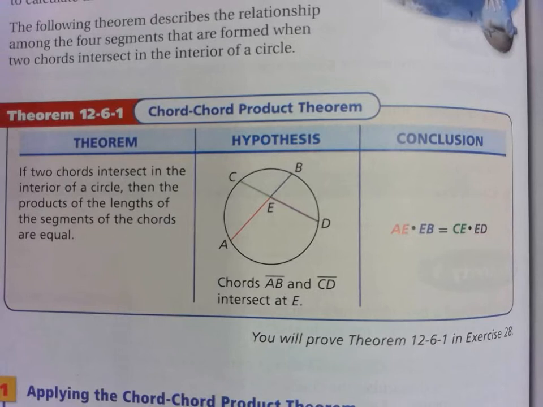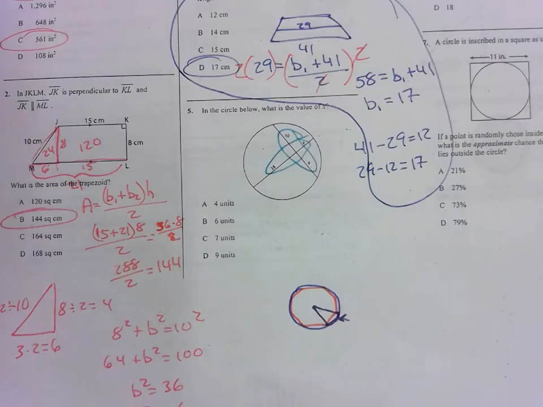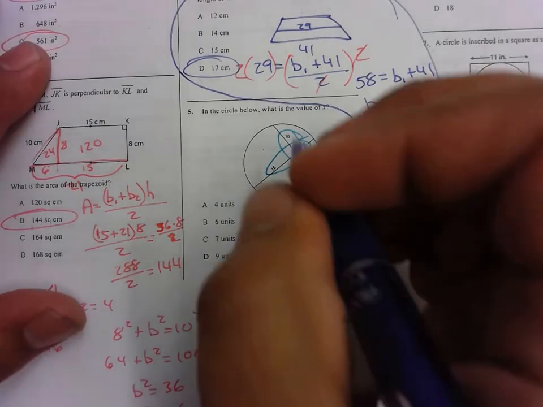The product of the length. So this times this is equal to this times this. Was that in the standards? I don't know. The product of the legs are equal. Each chord has been cut. You multiply the pieces together and set it equal to the other chord's pieces being multiplied. I don't think that was in the standards, but it's not hard if they do.